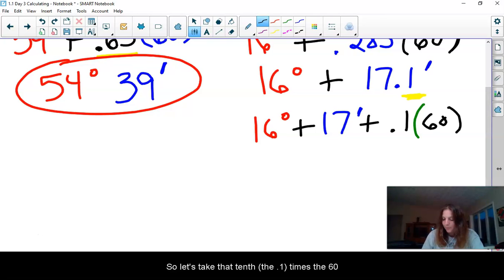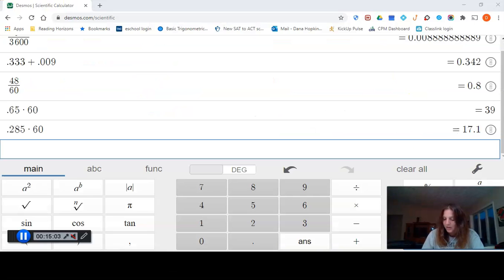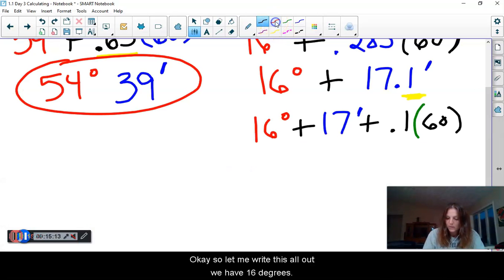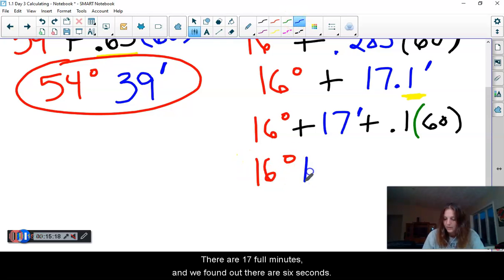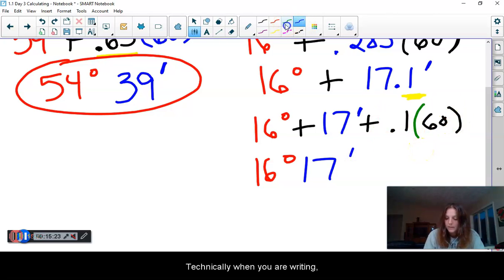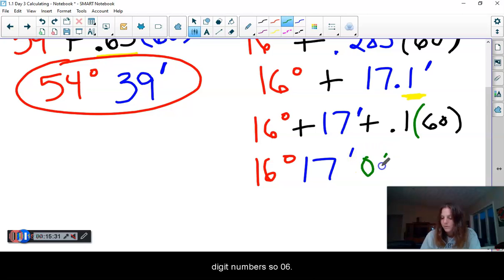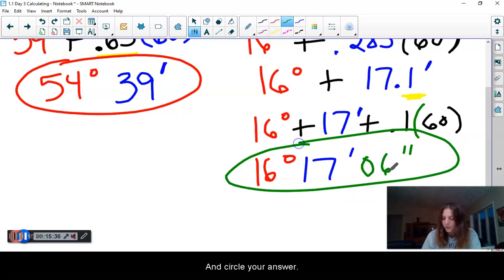So let's take that 10th, the 0.1 times 60. And you'll see that you have 6 seconds. Okay, so let me write this all out. We have 16 degrees. There are 17 full minutes, and we found out there are 6 seconds. Technically, when you are writing these minutes and seconds, you will write these as 2-digit numbers. So 06 seconds. And circle your answer.